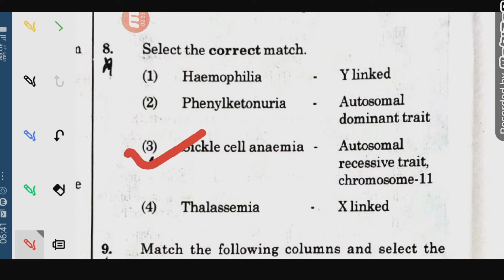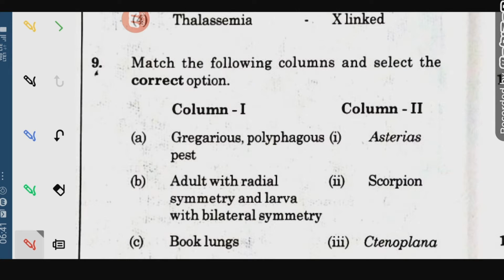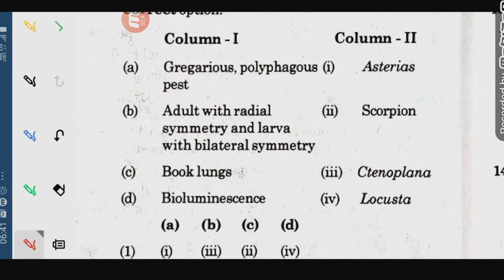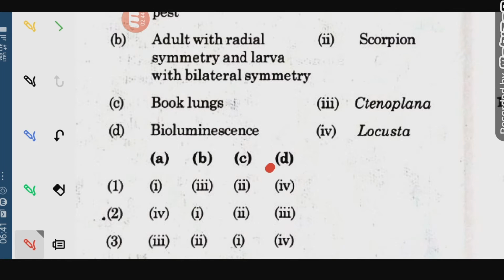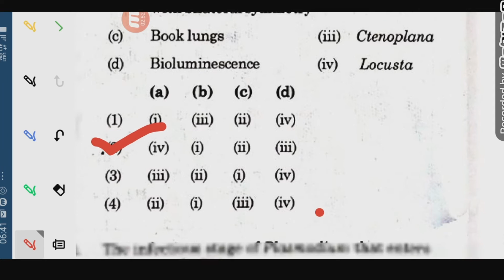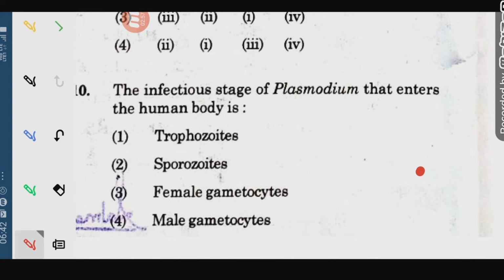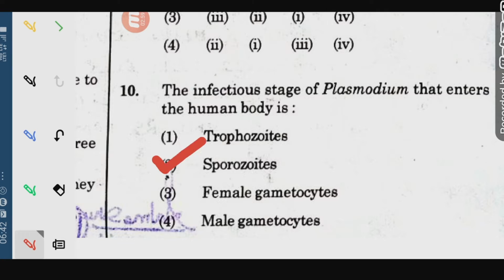Then select the correct match. Third option, sickle cell anemia is an autosomal recessive trait. Then match the following columns and select the correct option. So we know that locust is a polyphagous pest, so it must match. So A would be paired with the fourth option, so this one. Even by looking at the first question, you can answer these column based questions. Then the infectious stage of Plasmodium that enters the human body would be sporozoite.